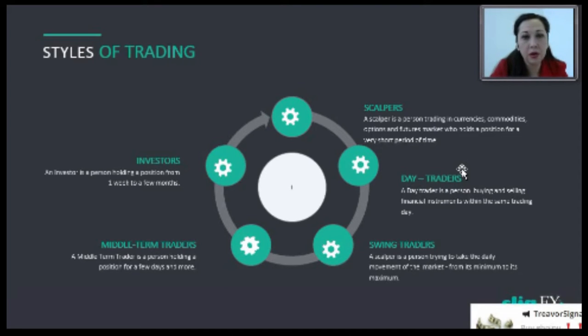Okay, next category of traders, they're called day traders, and the process of trading is called intraday trading. The characteristic of intraday trading is that the position is held within 1 day, and that's why it's called intraday. So the day trader is staying in the market for 1 day only. And he uses not so big but middle time frames from M30 to H4.